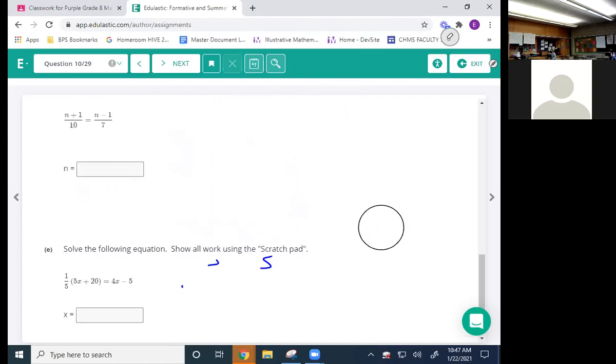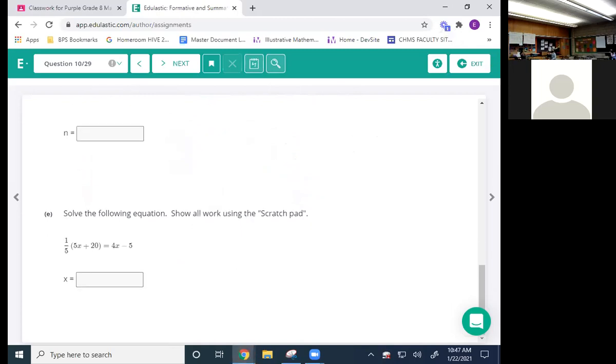Okay. So Abby said that her first move would be to distribute. That means multiply the 1/5 times the 5, 1/5 times the 20. Peyton gave me another move that we could do here. What did you think another move could be, Ian? You can divide by the reciprocal. Divide or multiply by the reciprocal.